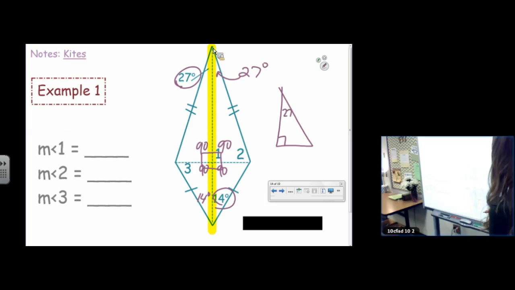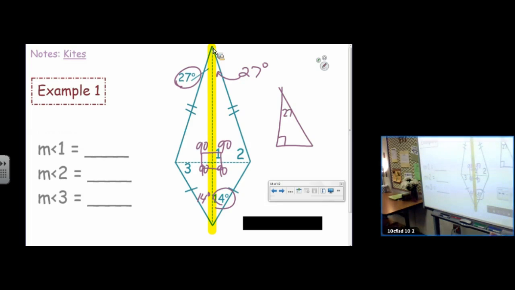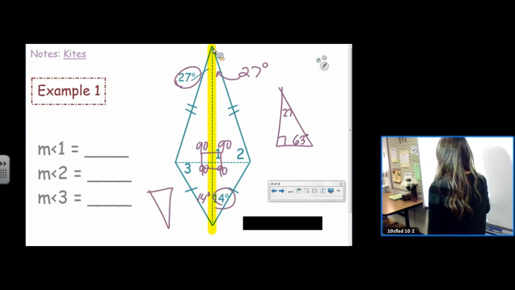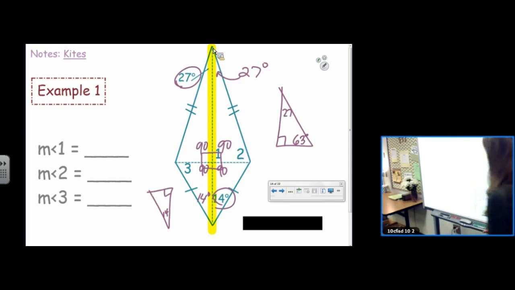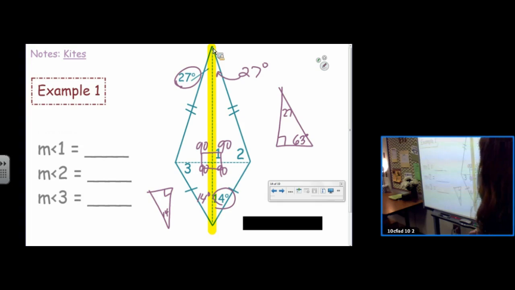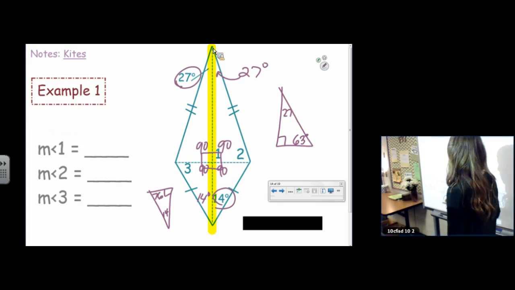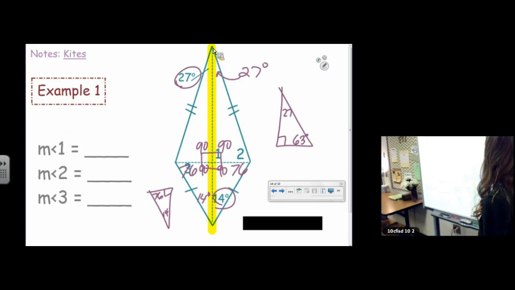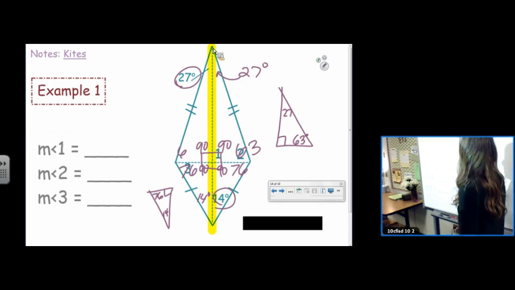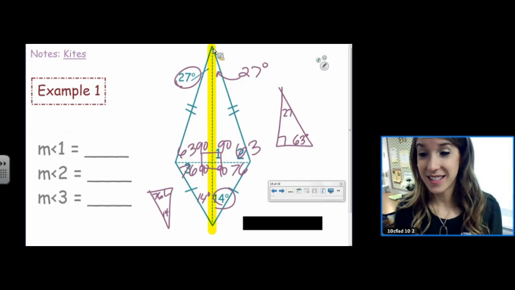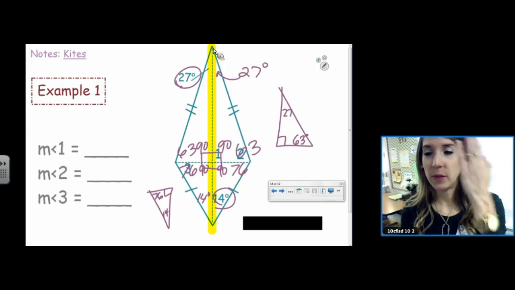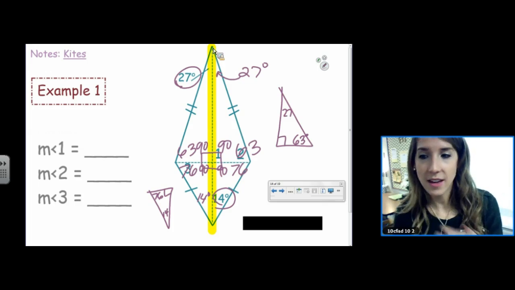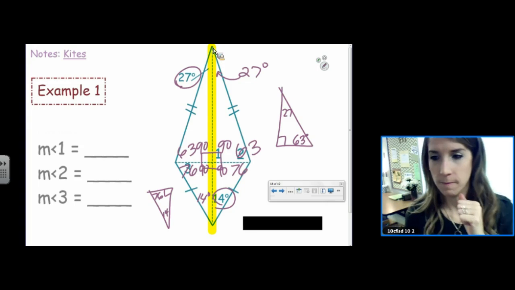We can just take 27, that looks like a teepee, and we can subtract it from 90, right? 63. And then we can go over here, and we can take this right triangle, and we can take 14, and we can subtract it from 90. Right? So, 76, mirror image, 76. 63, mirror image, 63. We're seeing how that works? If you were to flip it over, whatever angle it would land on is congruent to that angle. Okay.